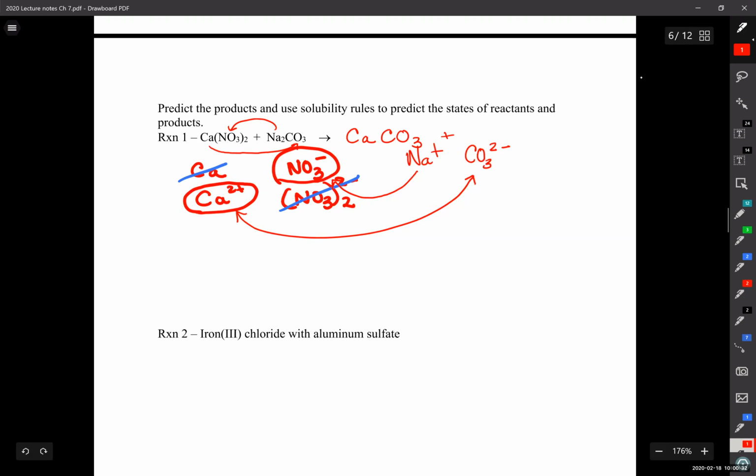Plus Na, all right? And then what? NO3, yeah. So again, write the formula of the ions, say the name, and then write the ion, and then do what's called a double replacement, where you just swap.